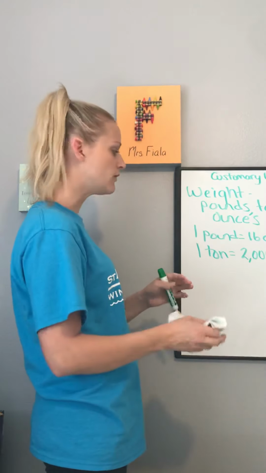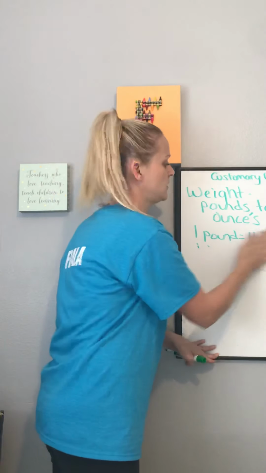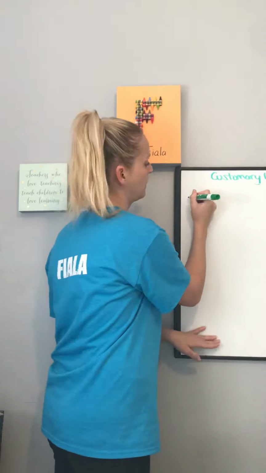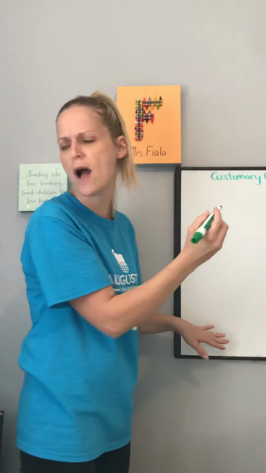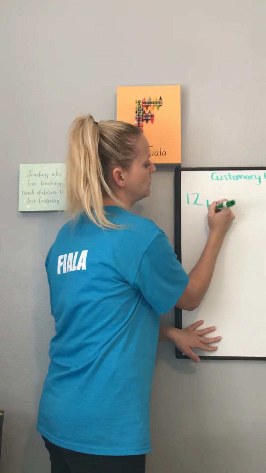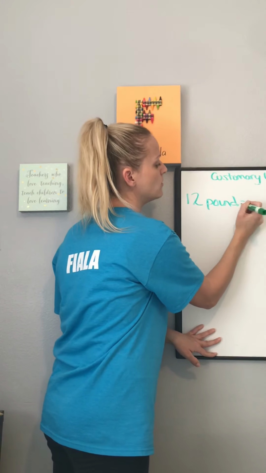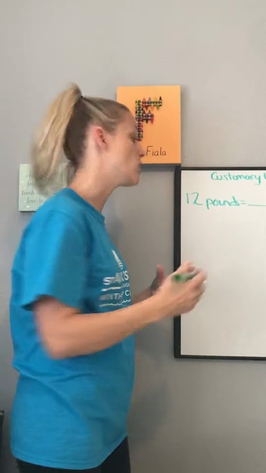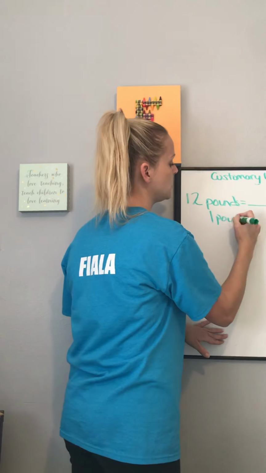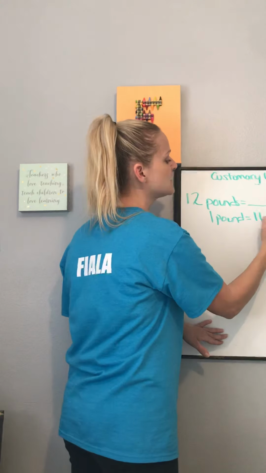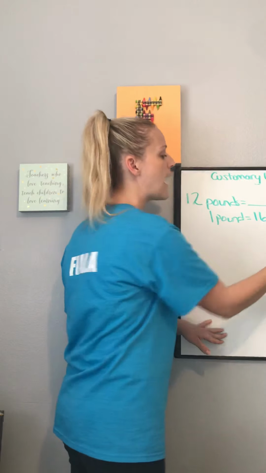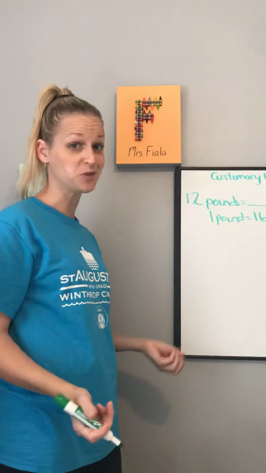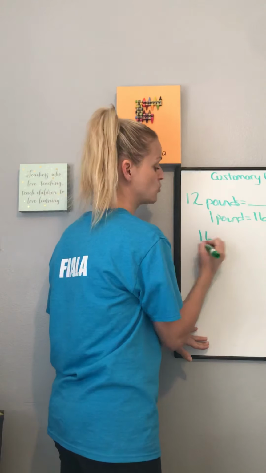For example, if we had to convert, say we had 12 pounds. This is a little harder one. Equals how many ounces? First step, write down what you already know. I know 1 pound is equal to 16 ounces. So how do I figure out how many ounces are in 12 pounds? I have to multiply. I'm going to multiply 16 times 12.